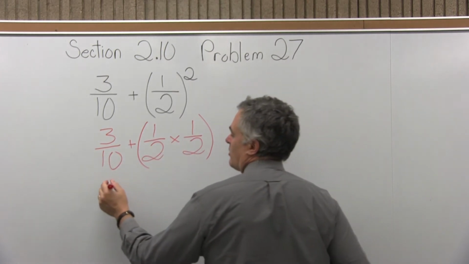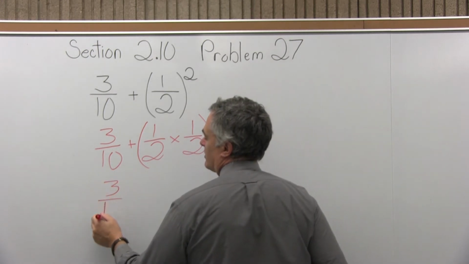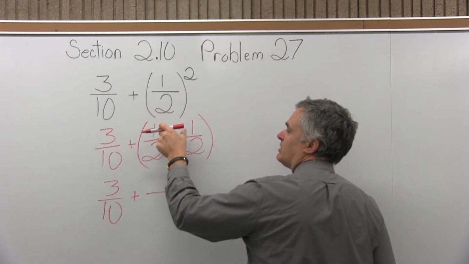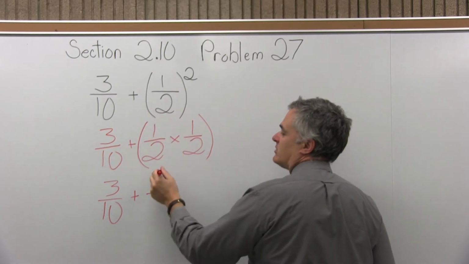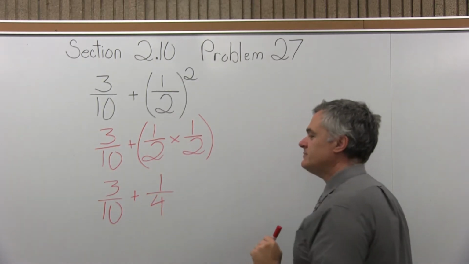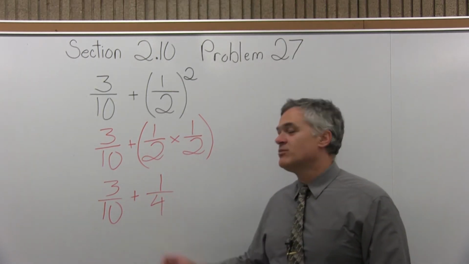So as I come down one more line, let me leave the 3 over 10 for one more step. Leave the plus. 1/2 times 1/2, so when I multiply fractions, top times top, 1 times 1 is 1, bottom times bottom, 2 times 2 is 4. Now, I have 3 over 10 plus 1 over 4.